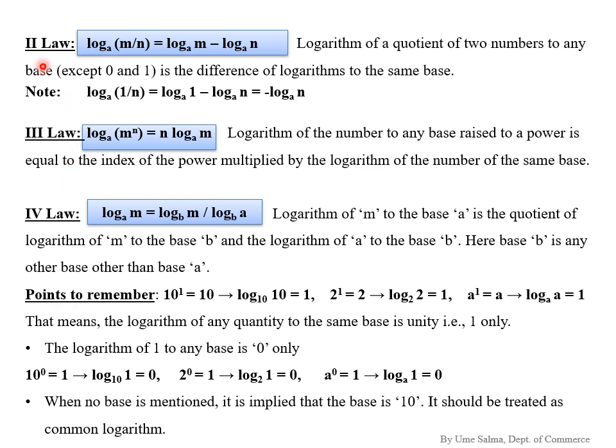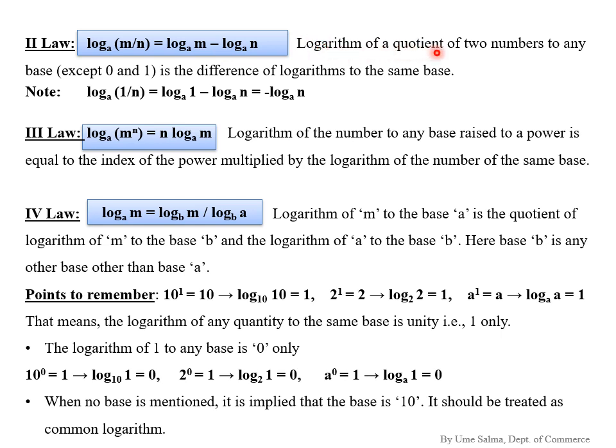Now let us look at the second law. This is the division or quotient law, where log m by n to the base a, as you can see here, the division function can be written as log m to the base a minus log n to the base a. Whenever you have the division function, you can split the terms by using the subtraction or the negative sign.